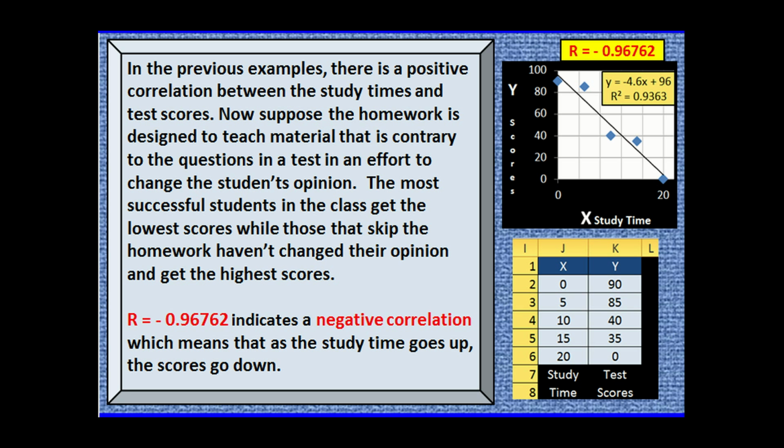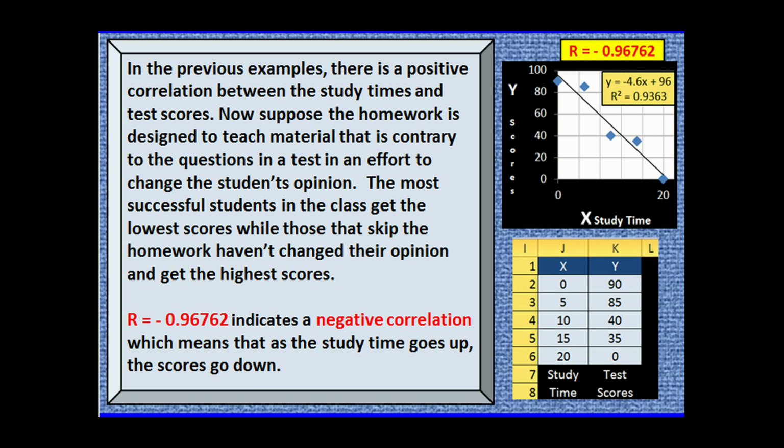47.4. In the previous examples, there is a positive correlation between the study times and test scores. Now suppose the homework is designed to teach material that is contrary to the questions in the test in an effort to change the student's opinion.